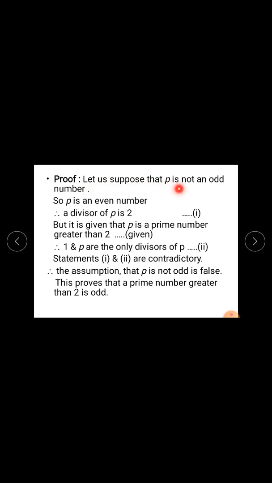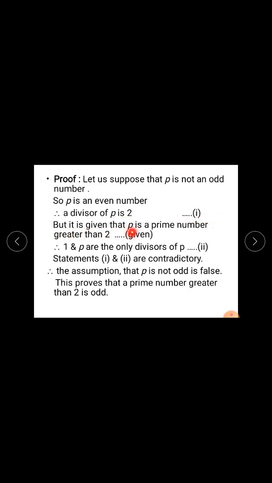Let us suppose that P is not an odd number. So, P is an even number. And if P is an even number, then a divisor of P is 2, because 2 is a divisor of all even numbers. This is your equation 1.